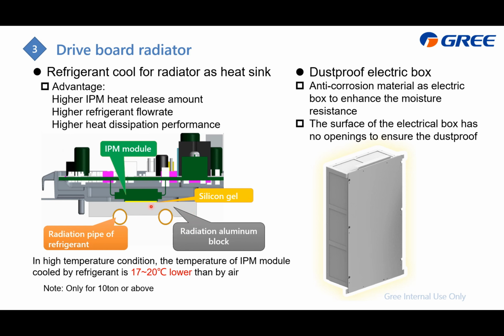So we need to make this one have good contact with this heat sink, and also apply the silicone grease to make it good contact. And this heat sink is actually an aluminum block. Inside it, we make the refrigerant get through, and this can cool it down. Compared with the traditional air cooling, it can be 17 to 20 degrees lower.